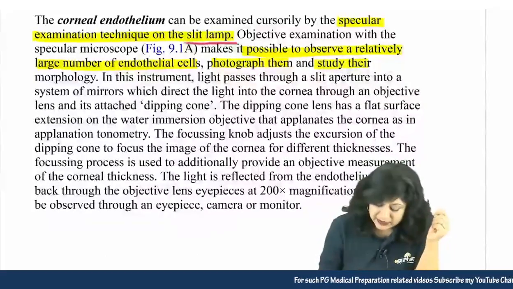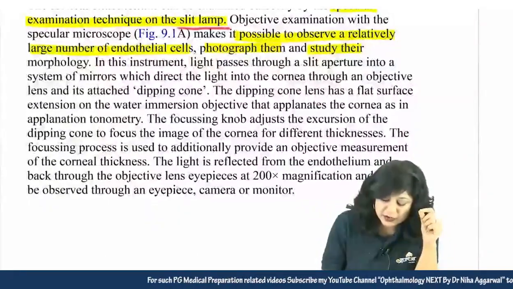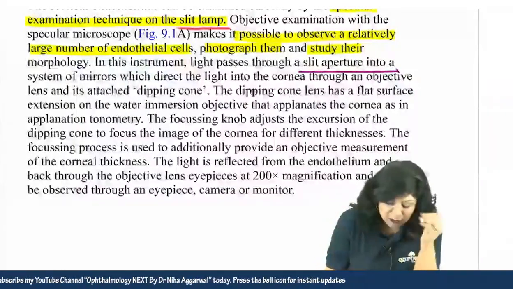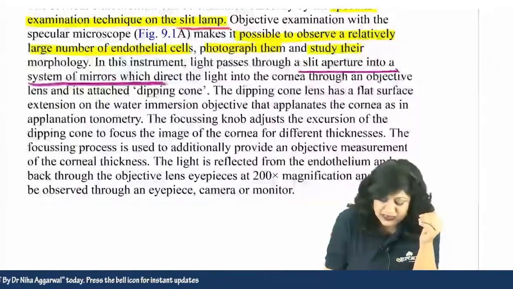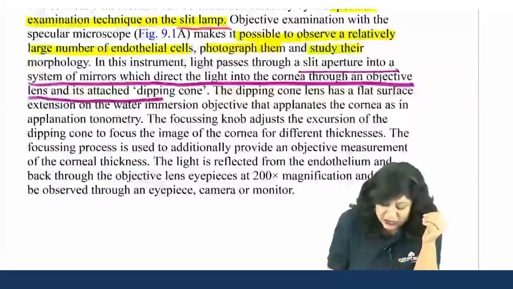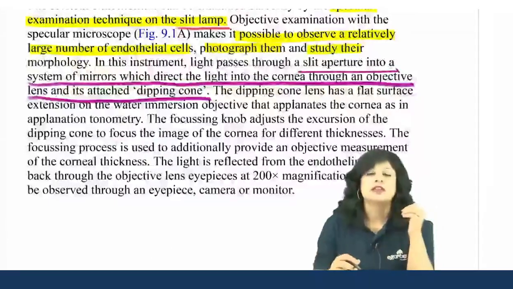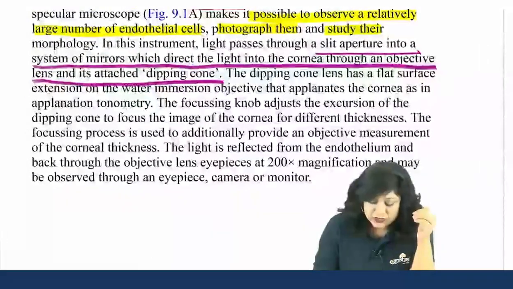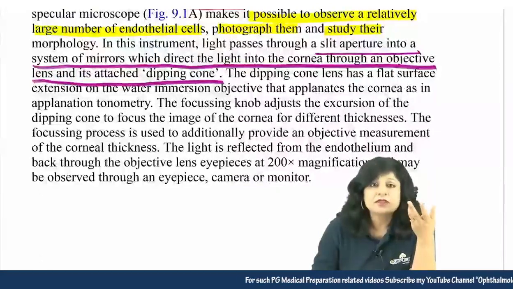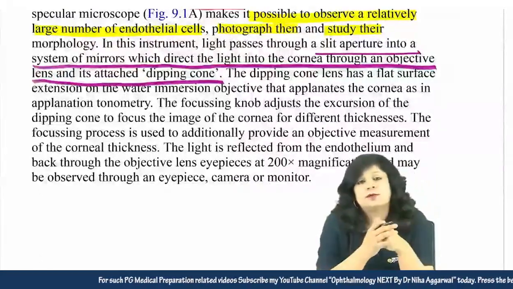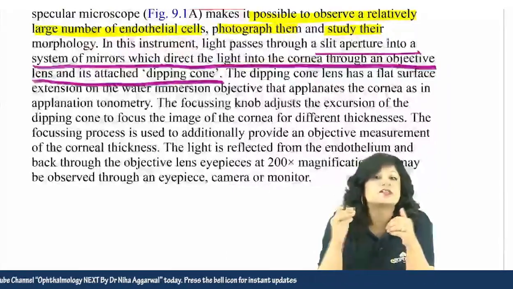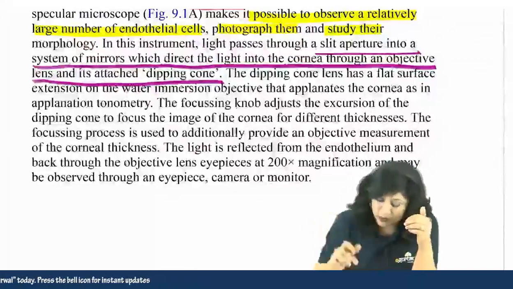In this instrument, light passes through a slit aperture, and then it goes through a system of mirrors. So the whole optics is related, which directs the light into the cornea through the objective lens and its attached dipping cone. So there is a series of mirrors, due to which you have that magnification possible, by which you are able to see not only the shape but also the number of endothelial cells. The dipping cone lens.